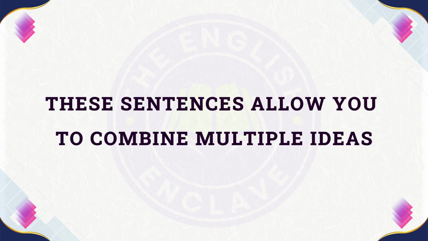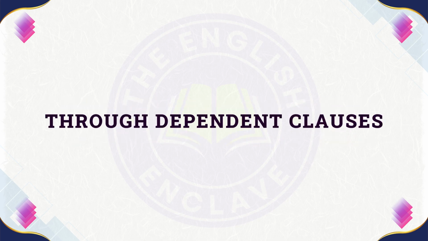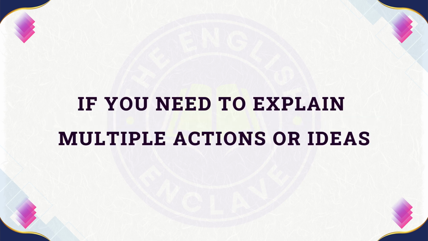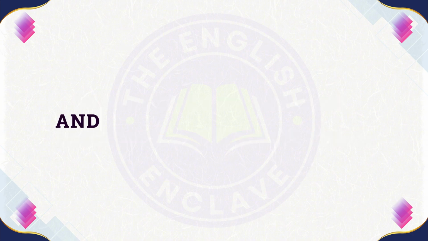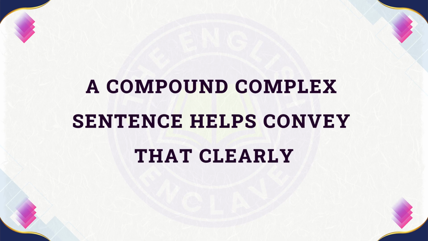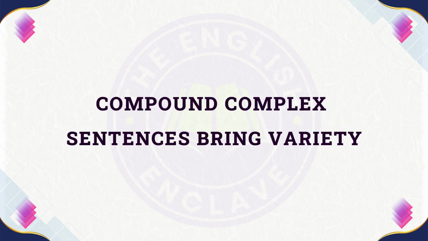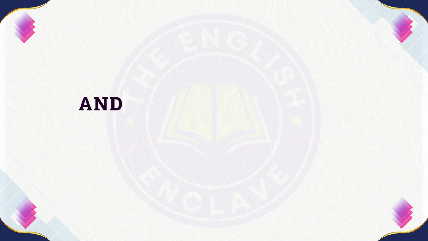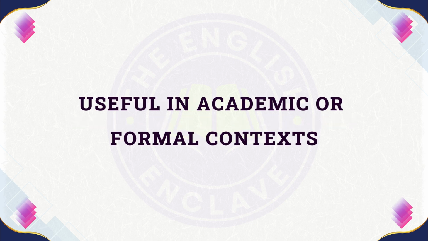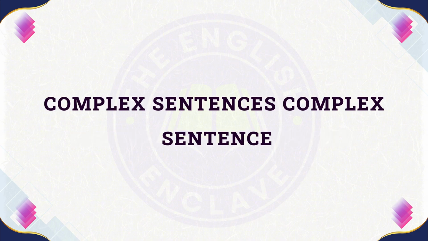These sentences allow you to combine multiple ideas while also adding extra context through dependent clauses. To convey detailed information: if you need to explain multiple actions or ideas and how they are related, a compound complex sentence helps convey that clearly. To add sentence variety: compound complex sentences bring variety and sophistication to writing, which can be especially useful in academic or formal contexts.